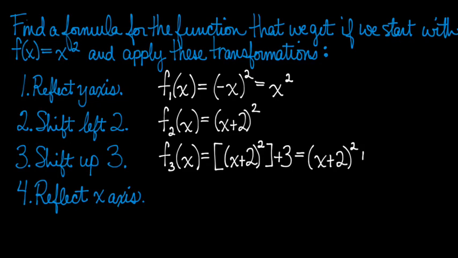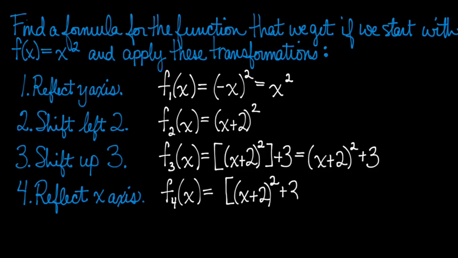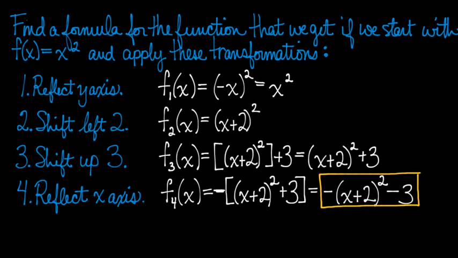Here's where it gets interesting. I simplify this formula, and I know I want to take this thing and reflect it across the x-axis. I have to take this entire formula and put brackets around it, then put the minus in front of that. Now when you simplify this, you get negative x plus 2 quantity squared minus 3. That minus sign has to be distributed to the 2 terms.